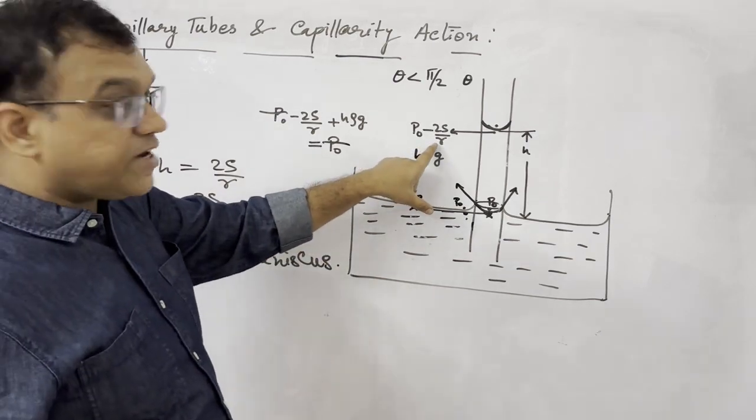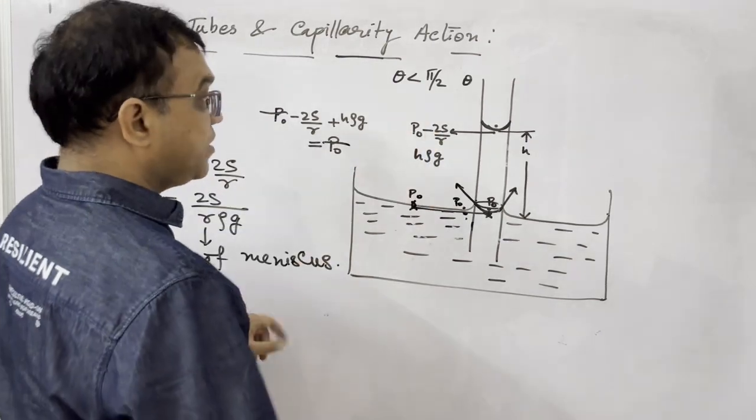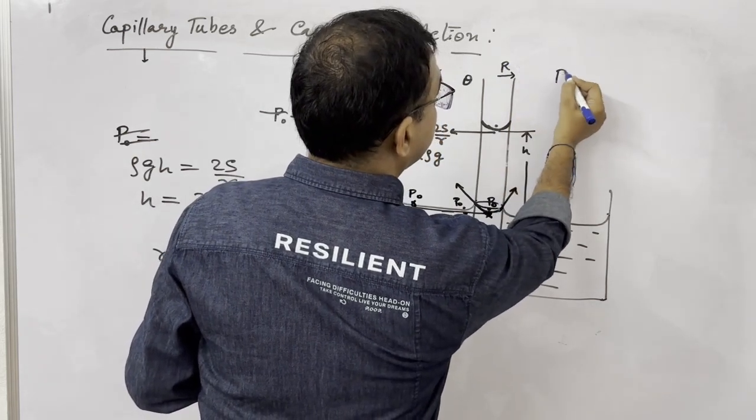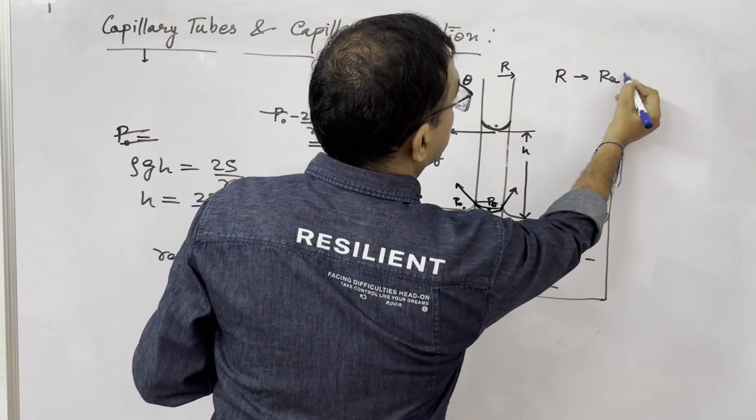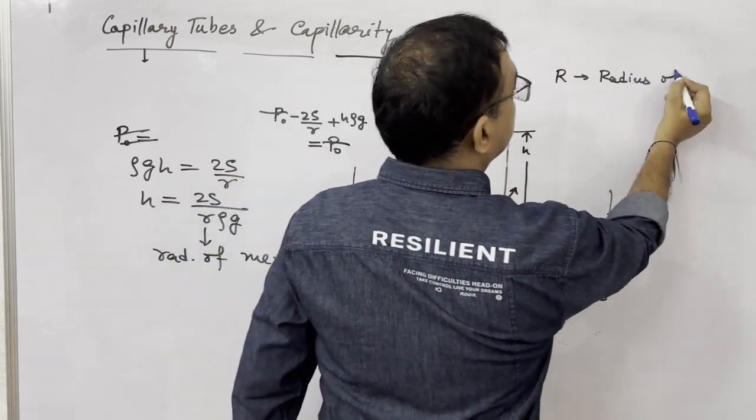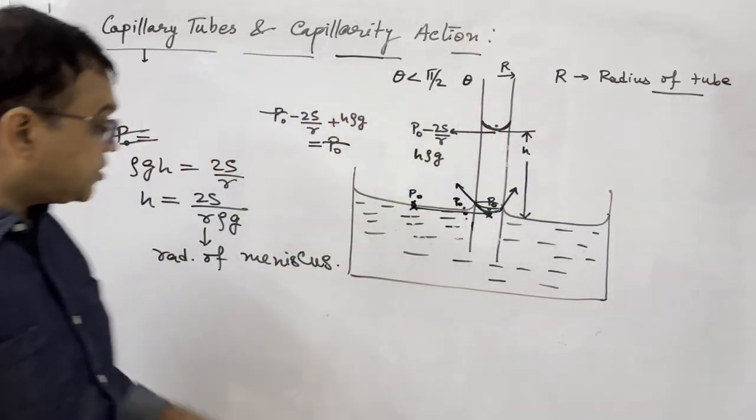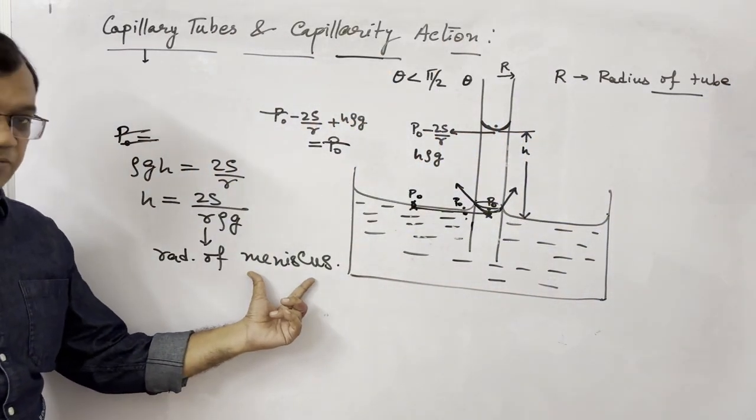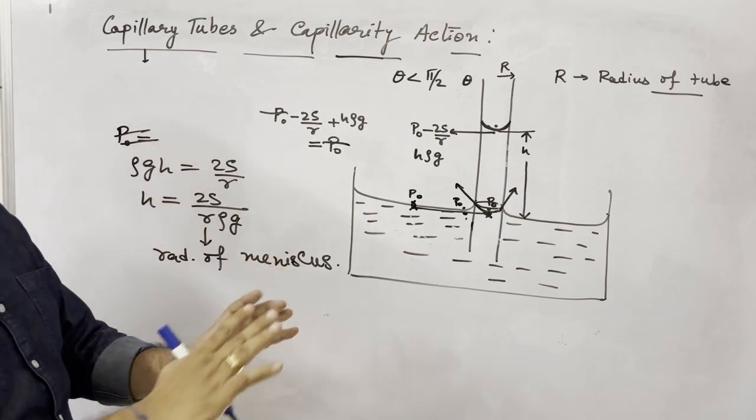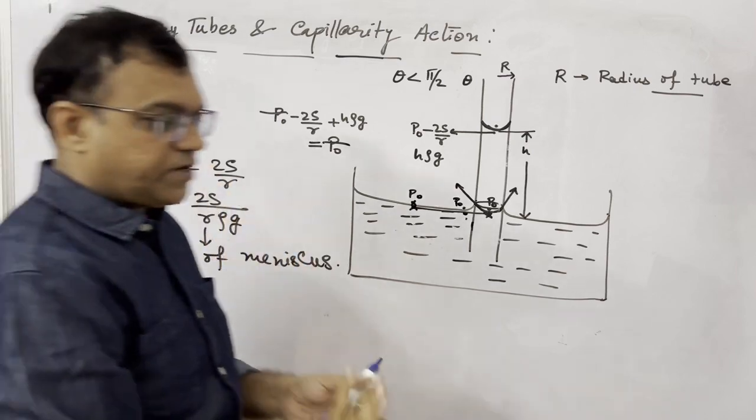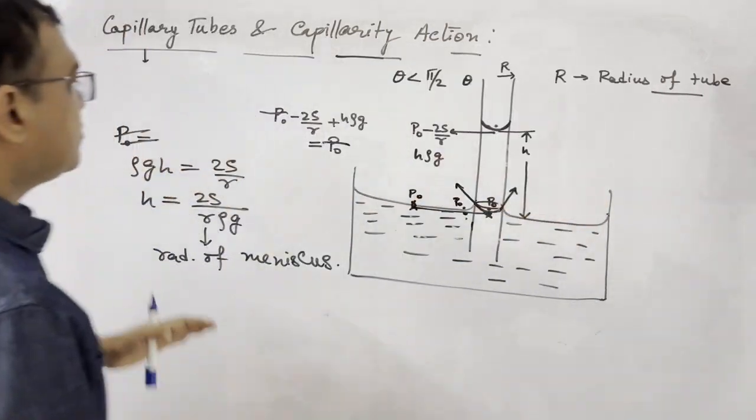Now r is the radius of meniscus I am writing, and let us take here capital R is the radius of the tube. Radius of tube. Now radius of tube and radius of meniscus need not be the same. They may be different. Now we will try to understand all the things in a very simple way. Right?